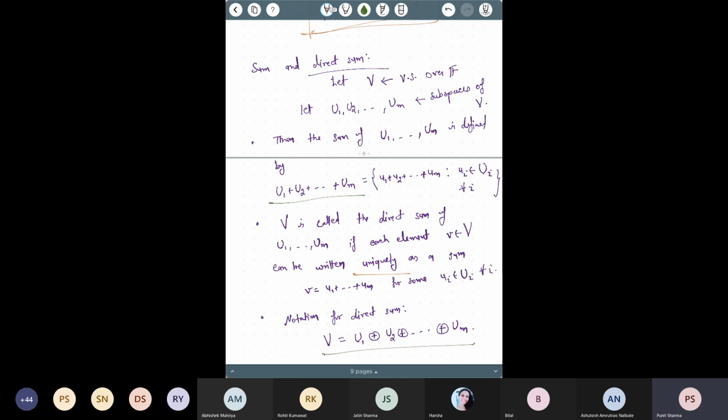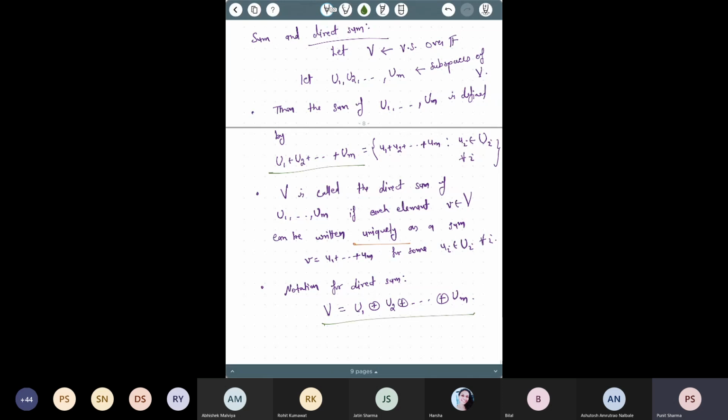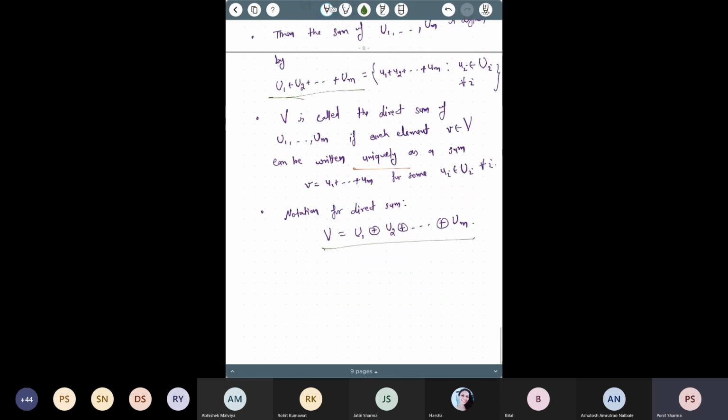Now you can verify that if you are given, let's say, m subspaces, and you look at the sum of these m subspaces, then it also forms a subspace. So the sum of subspaces is again a subspace of a vector space. This you can verify. I will write this as an exercise. You can quickly verify this thing. This is very straightforward.